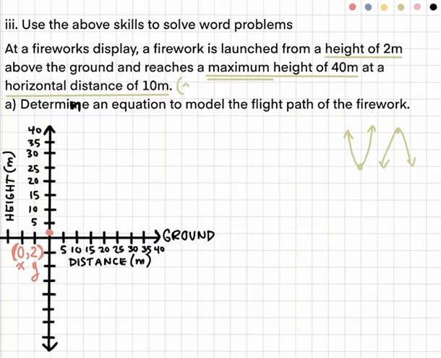Horizontal distance, that means my x, also known as my h, right? And its maximum height of 40 is my y, which is also known as my k. So I have the vertex here, which I can label at (10, 40). 10 and 40 is about here. Okay, so now I can start to sketch my parabola. I'm going to do my best here. Try to make it look symmetrical. So that is the flight path of our firework. We can label our vertex, which is (10, 40).